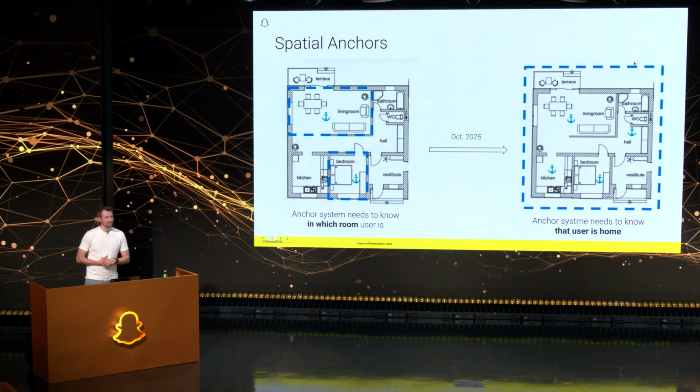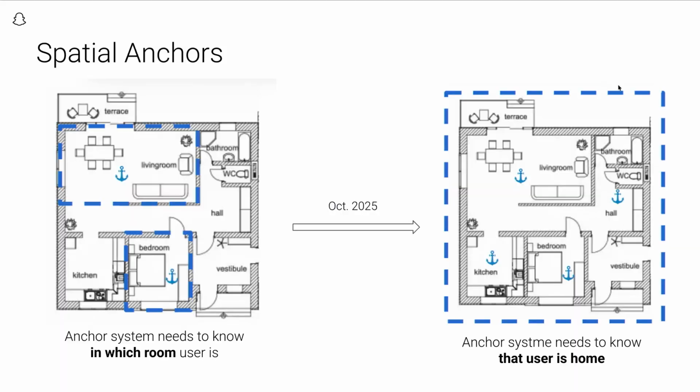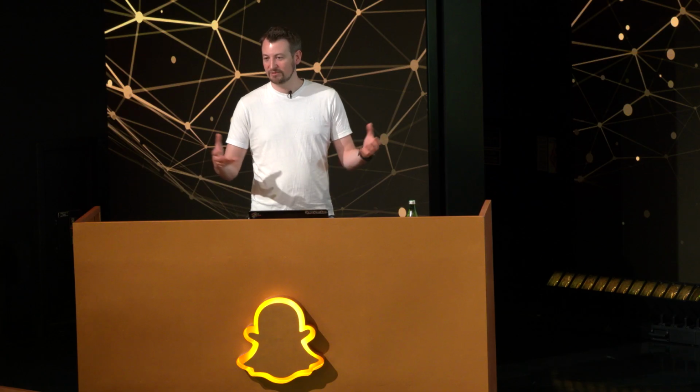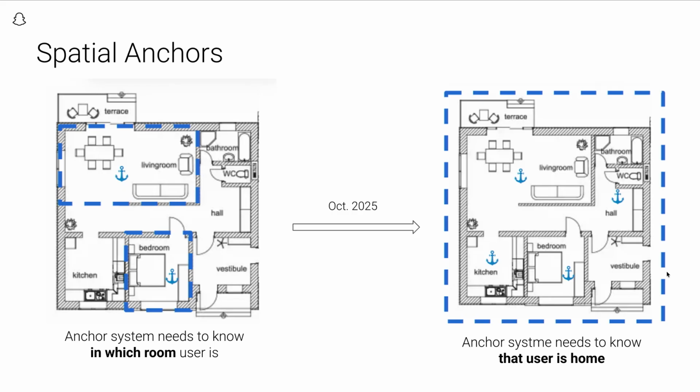Something that we have updated in October. If you have tried it out before October 2025, there were some fixes that we just shipped. Before that, you needed to tell the anchor system in which room you are, and we were just able to extend individual anchors. We improved that. So now you just need to tell the system, for instance, that you're in home, so that we can limit the number of anchors that we want to track. And then it's going to fuse all these anchors together that you have created before.